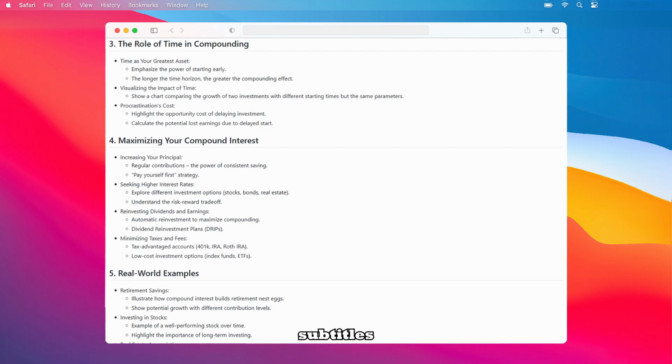Finally, let's address the cost of procrastination. By delaying your investment, you're incurring an opportunity cost, essentially missing out on potential earnings. We'll even calculate the potential lost earnings you could face due to a delayed start, highlighting the importance of acting now.